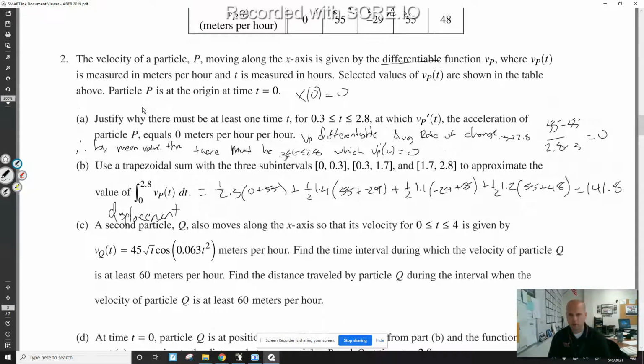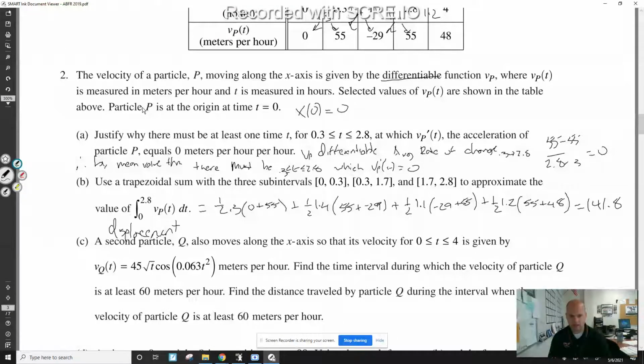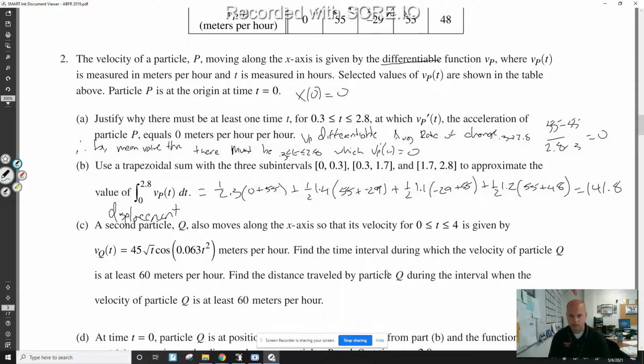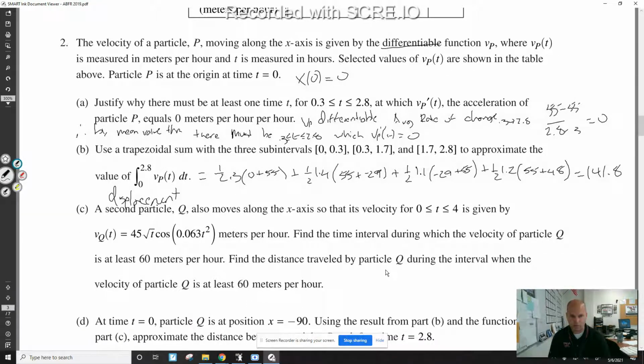Part C: a second particle Q also moves along the x-axis, and its velocity is given by this. Find the time interval during which the velocity of particle Q is at least 60 miles per hour. Then find the distance traveled by particle Q during the interval when the velocity of particle Q is at least 60 miles per hour. So I got to figure out the time interval in which the velocity of Q is 60 and greater than 60. It's really greater than or equal to 60.